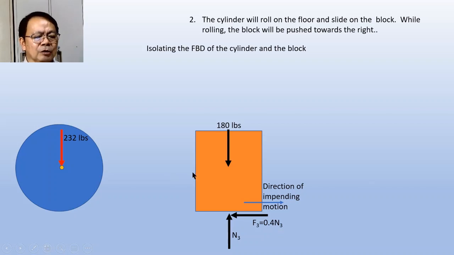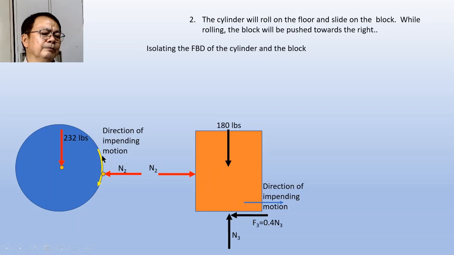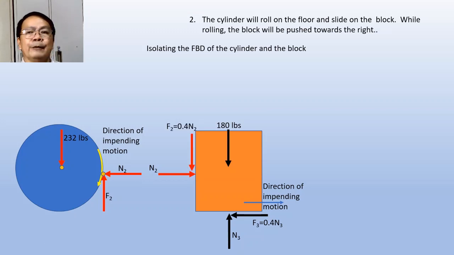At the point where it is in contact with the cylinder, merong force na ine-exert itong cylinder upon this block, and we call this as N sub 2. And in a similar way, itong block naman ay meron din ine-exert dito na N sub 2 rin, di ba? And we have just computed the value of that. So if this is the impending motion of the cylinder against the block, yung frictional force will be directed upward, and we call that F sub 2. And therefore, ito naman will be subjected to a downward frictional force, and that is also equal to F sub 2, na kung saan ang value naman ay 0.4 multiplied by N sub 2.